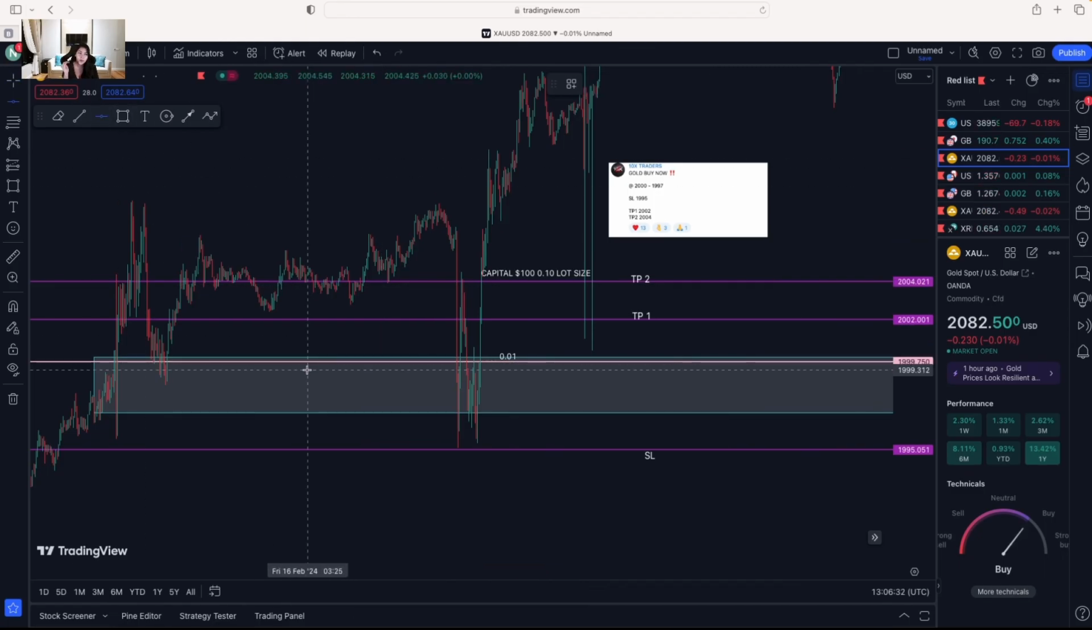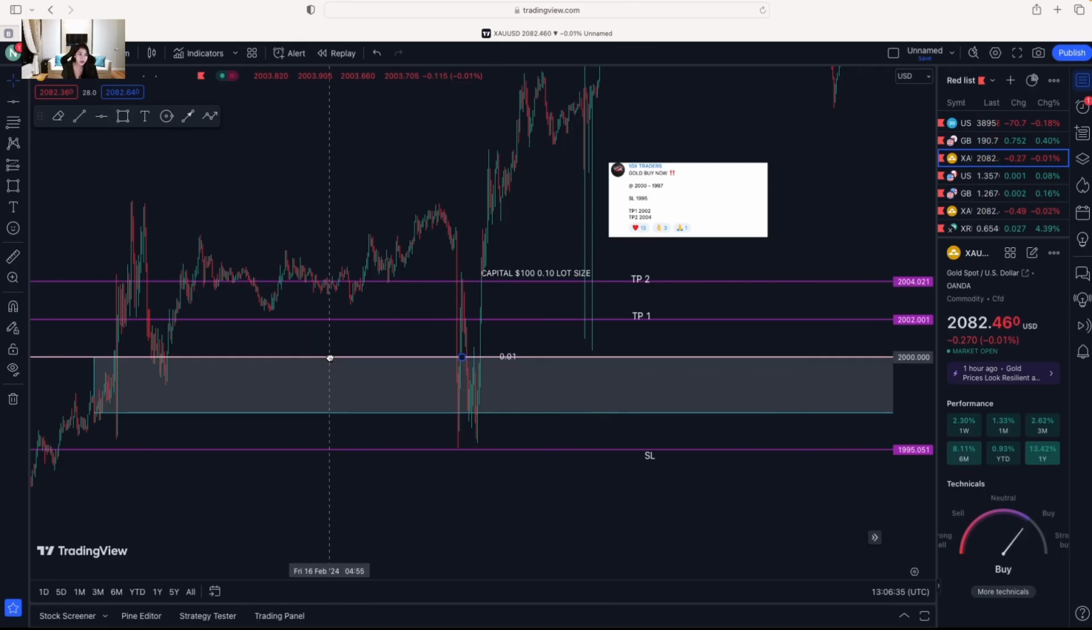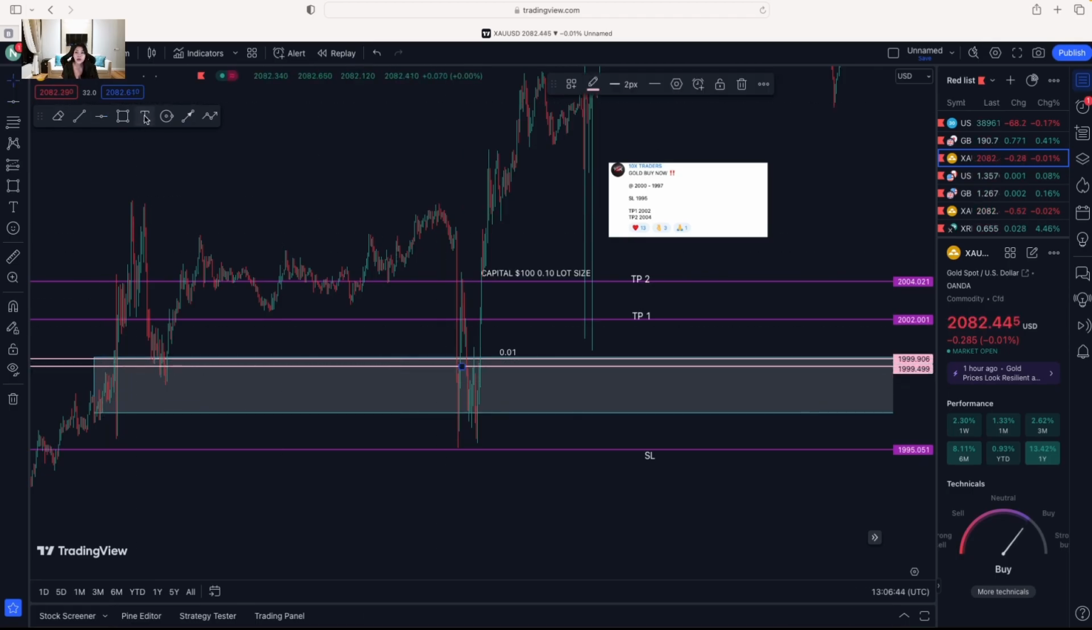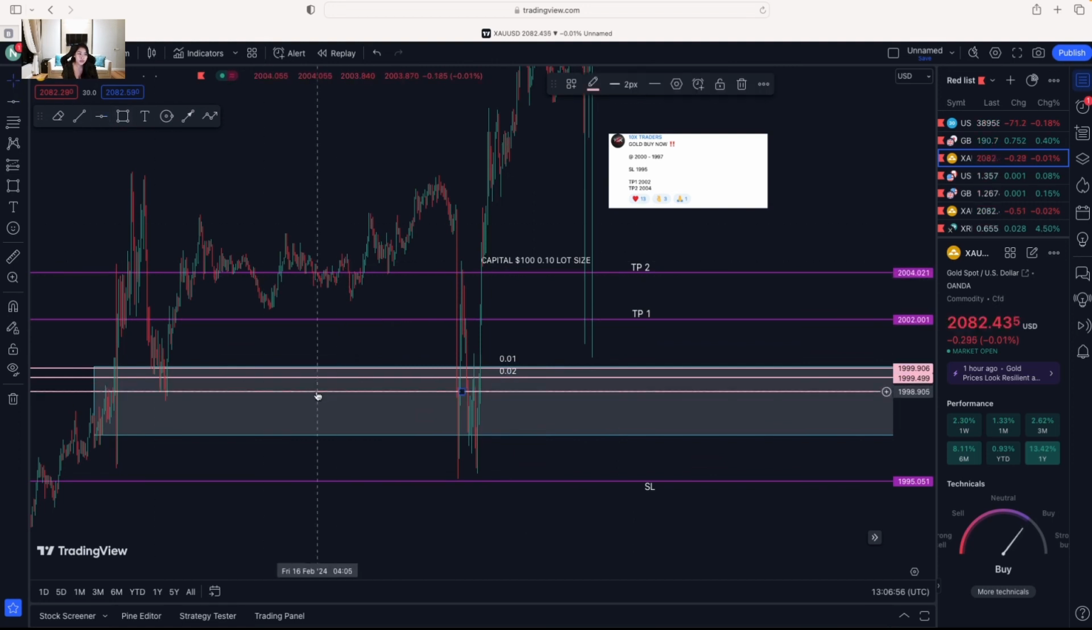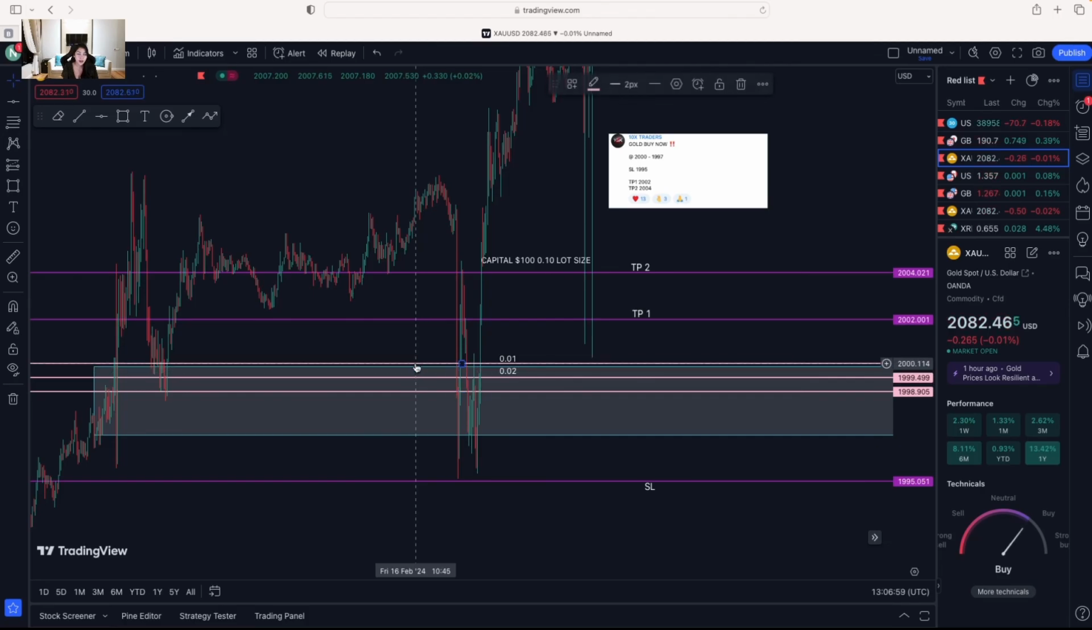Now price goes down a little bit more from 2000. You put the 0.01. Then price goes down a little bit to 1999, so you want to increase your lot size to 0.02. Now you see price goes down to 1998, and then a little bit more, so you want to increase your lot size to 0.03.